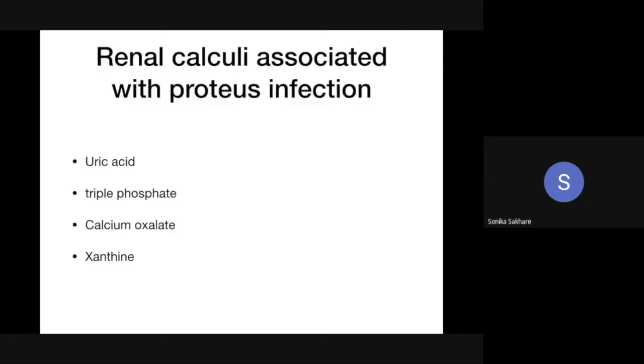Next, renal calculi associated with Proteus infection. What is it? Uric acid, triple phosphate, calcium oxalate, or xanthine? Triple phosphate. Yes, nothing but your struvite, or the white stones, which are associated with infection. It is with Proteus and urease formation, all that.